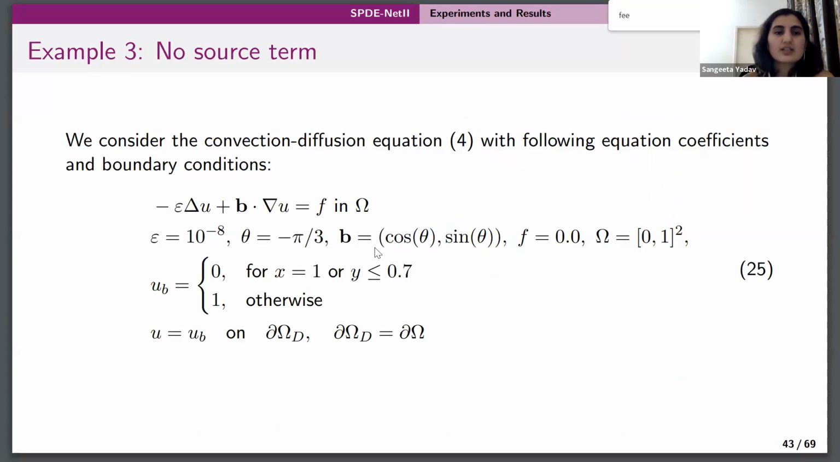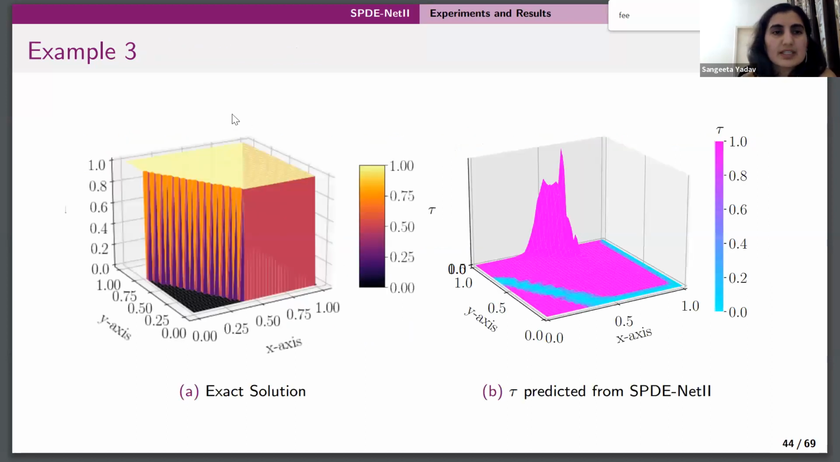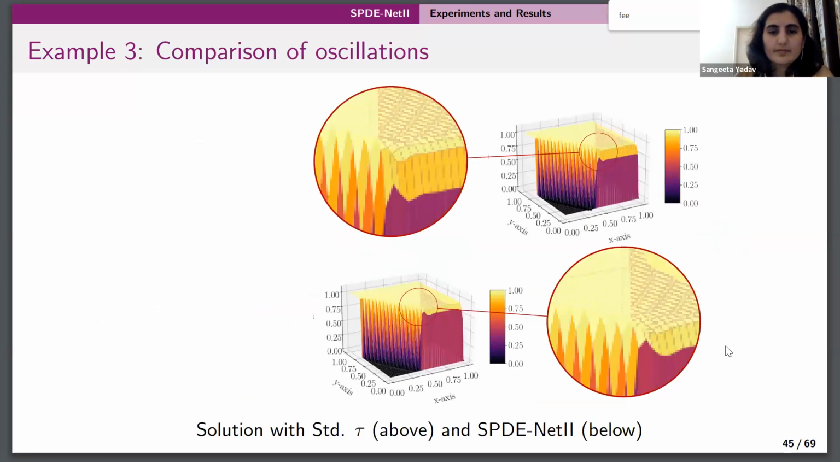In the third case, there is no source term and there is a discontinuity in the boundary value. This is how the exact solution looks like. And this is the value of tau obtained from SPD net 2. And here we can see the comparison of the oscillations in the numerical solution. Even at this intersection of the boundary, if you compare these two diagrams, we can clearly see that in the numerical solution obtained from SPD net 2, the oscillations are minimal.